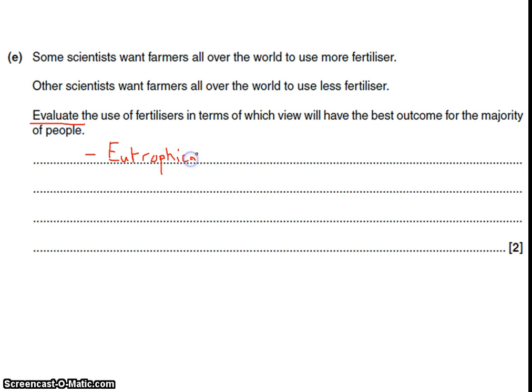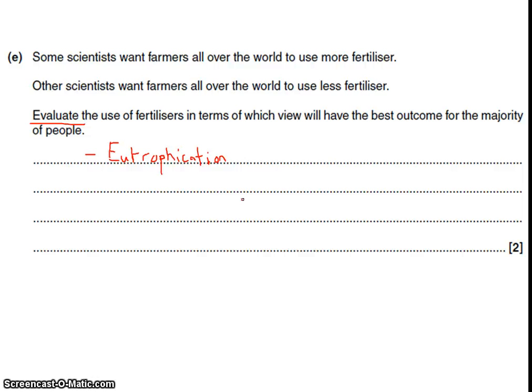And eutrophication is where fertilizers run off into the water supply, then increase the level of algal bloom in the water system. The algal bloom then goes on to die, and as the decaying matter sits at the bottom of the river, in what we call the detritus layer, bacteria will build up and will decompose the algae.